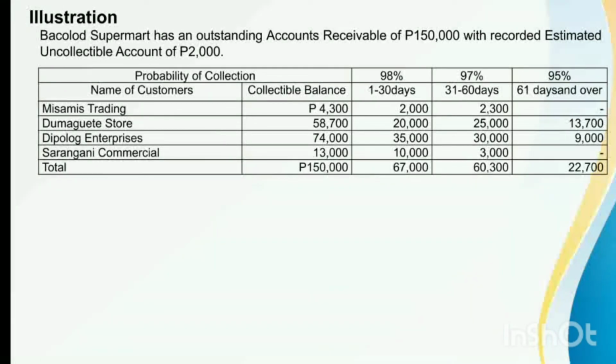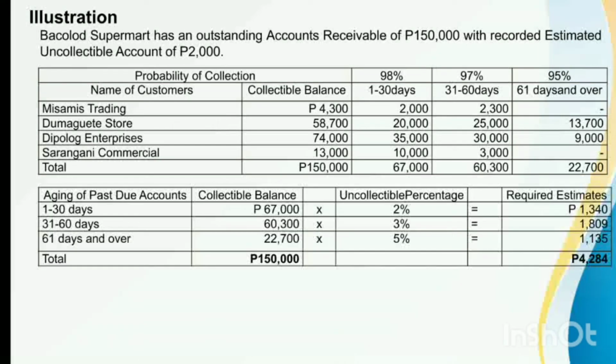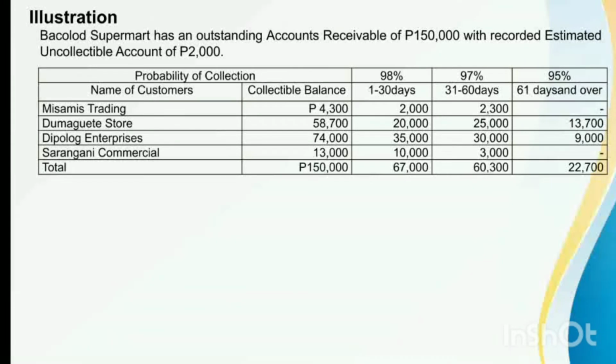The 150,000 outstanding accounts receivable is composed of the following. 67,000 pesos past due for 1 to 30 days with 98% probability of collection. 60,300 pesos past due for 31 to 60 days with 97% probability of collection, and 22,700 pesos past due for 61 days and over and with 95% probability of collection. Let us now compute for the required estimated uncollectible accounts through aging.